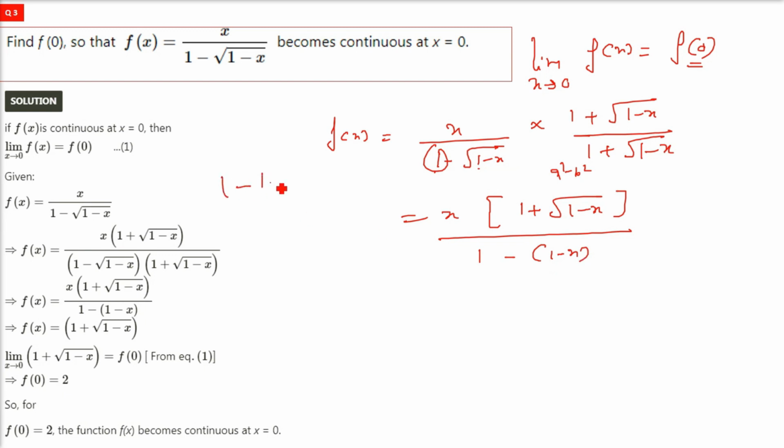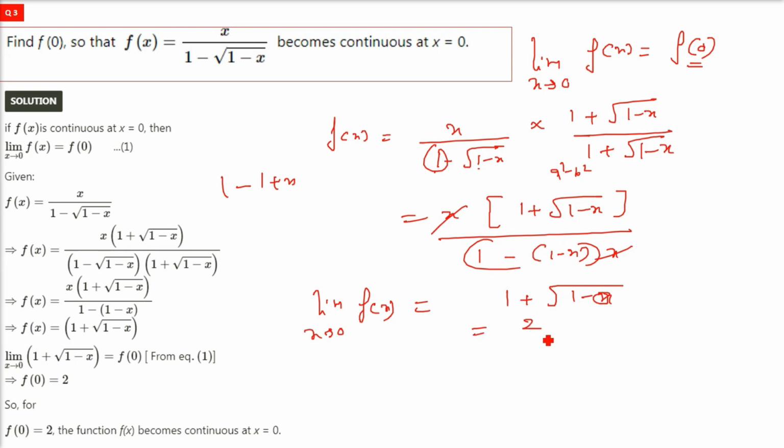So in the denominator you get 1 minus 1 plus x. 1 gets cancelled, x is there, and x is in the numerator also, so you can just cancel these two, and the numerator just has 1 plus under root 1 minus x. So this is f(x), and limit x is tending to 0. Just apply 0 here: 1 plus under root 1, which is 1 plus 1, equal to 2. So this f(x) at limit x tends to 0 should be equal to f(0), and it is coming as 2. So f(0) equals 2, and the function f(x) becomes continuous at x equals 0.